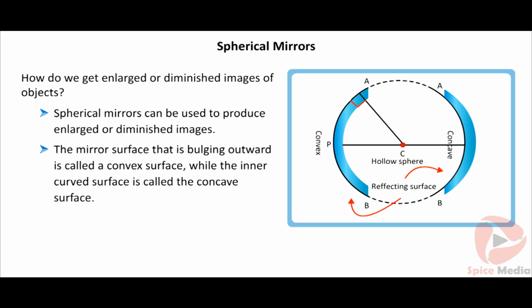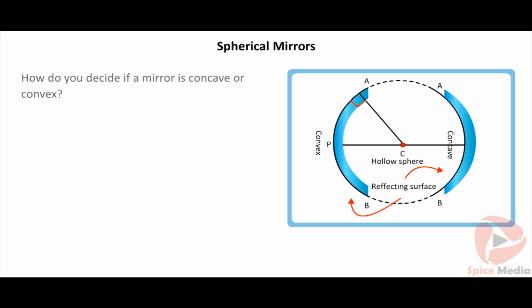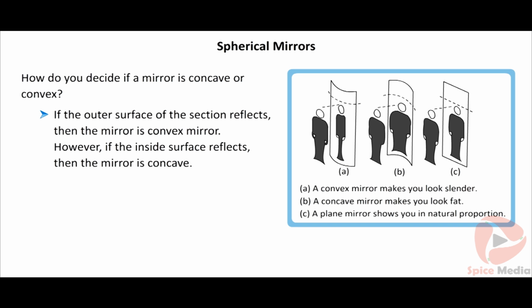The mirror surface that is bulging outward is called a convex surface, and the inner curved surface is called the concave surface. How do you decide if a mirror is concave or convex? If the outer surface of the section reflects, then the mirror is convex mirror. However, if the inside surface reflects, then the mirror is concave. Convex mirror produces diminished image, whereas concave mirror produces both diminished and enlarged image.